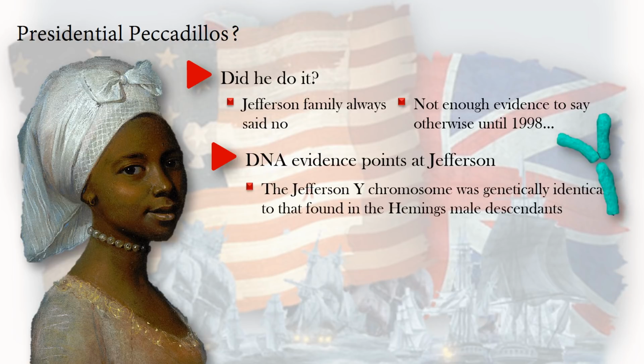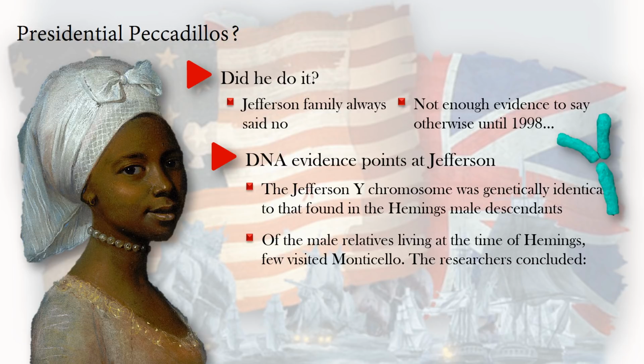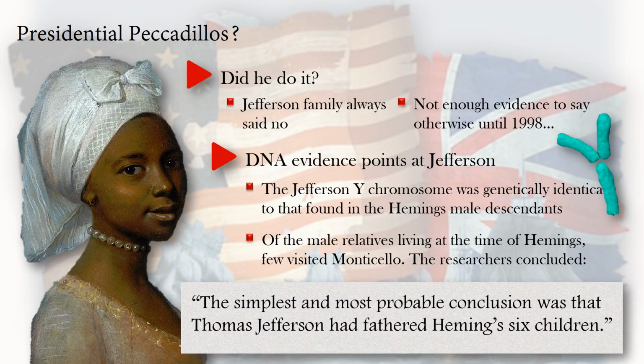What researchers found is that the Jefferson Y chromosome is genetically identical to that found in the Hemings male descendants, giving us about a 99.9% certainty that there is some genetic mixing going on between the Jefferson family and the Hemings family. Now, of all of the male relatives living at the time of the Hemings, very few actually visited Monticello, meaning that the researchers can say with pretty much certainty the simplest and most probable conclusion was that Thomas Jefferson had fathered Hemings' 6 children.